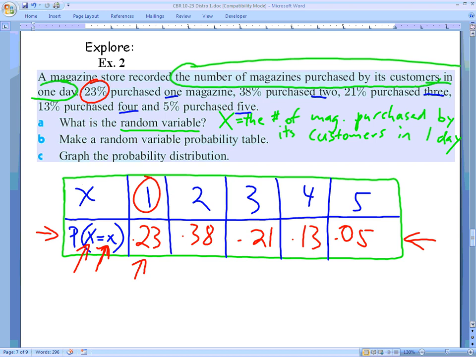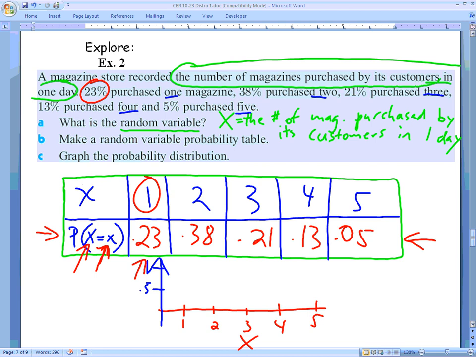Graph probability distribution. They won't ask you to do this very often, but it's basically X versus Y. X being our data, it's discrete, so we don't need to have a histogram. They don't need to be touching on our graphs. So I'm just going to have 1 here, 2 here, 3 here, 4, and 5. I'm just going to save my time and call it big X for now, the number of magazines purchased by its customers in one day. And then my y is actually going to be probabilities, meaning that the highest value here should be 1, and I'm kind of out of room, so this would be 0.5 here, so on and so forth.